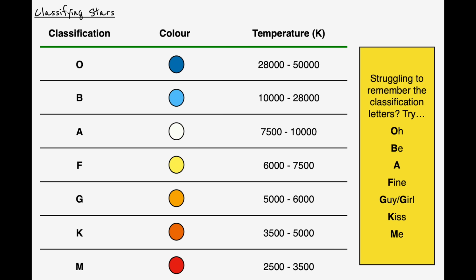There's quite a silly mnemonic, which is "O be a fine girl, kiss me." And that tells you that O is a classification of a star, which is a blue star, the hottest possible star. Then B, a slightly less blue, slightly cooler star. A, F, G, K, M. M is going to be your red star, and it's going to be the coolest star.